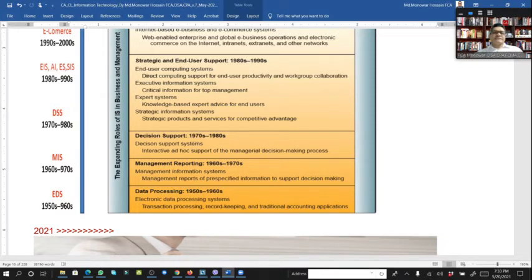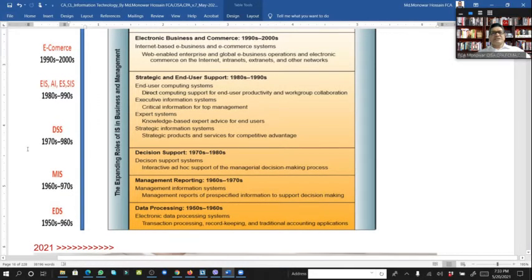And 1960 to 70, it came to management reports, the management information system. That means management reports of prescribed information to support decision making. And in 1970 to 1980, the decision support system, DSS, came, which is interactive, that means it supports the management decision making process.